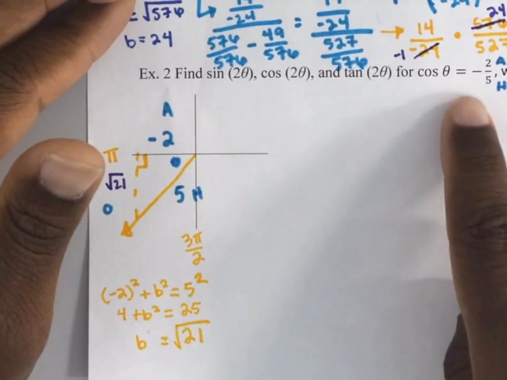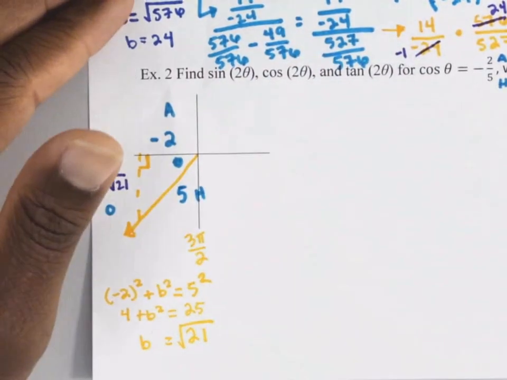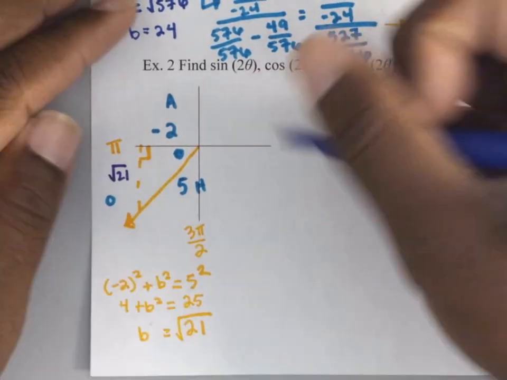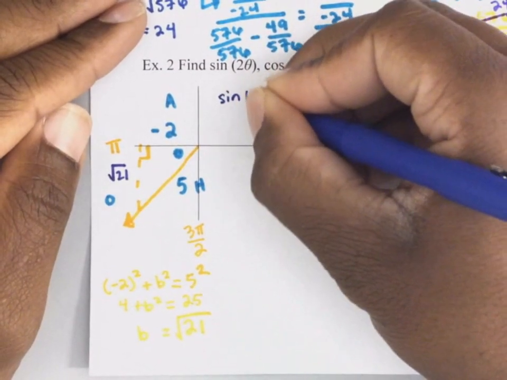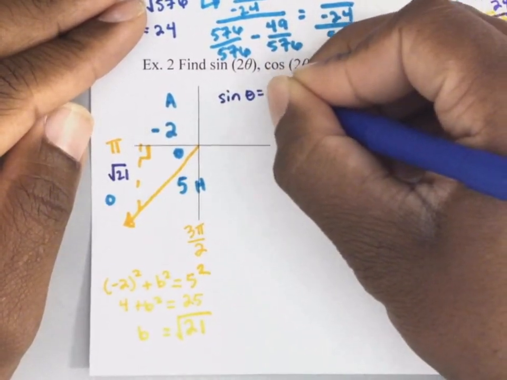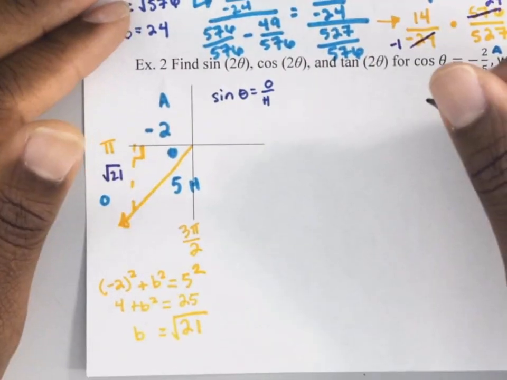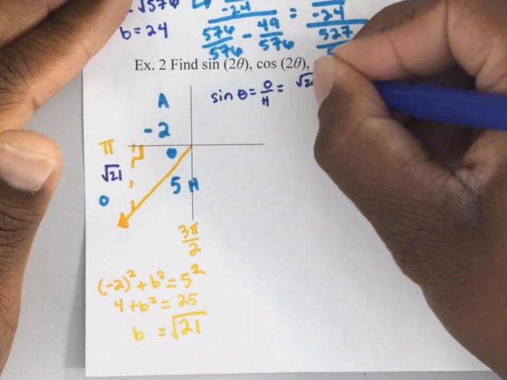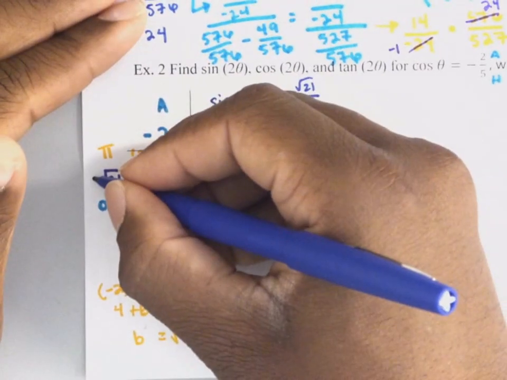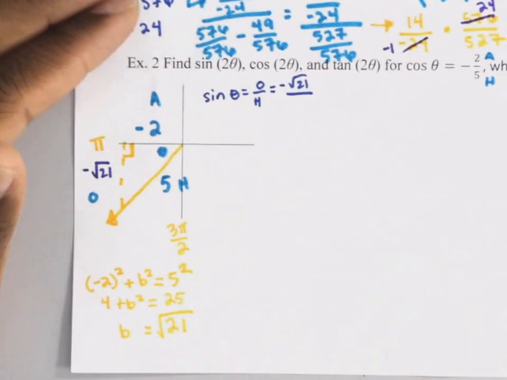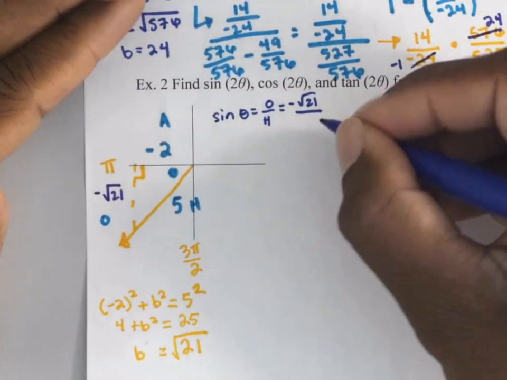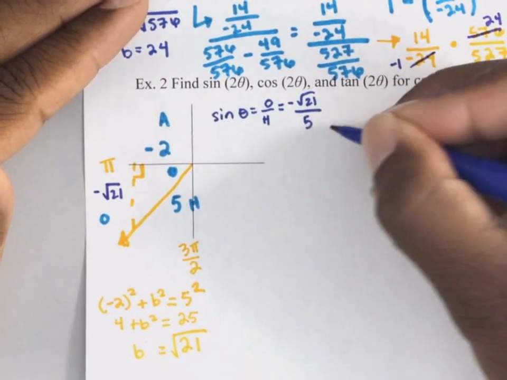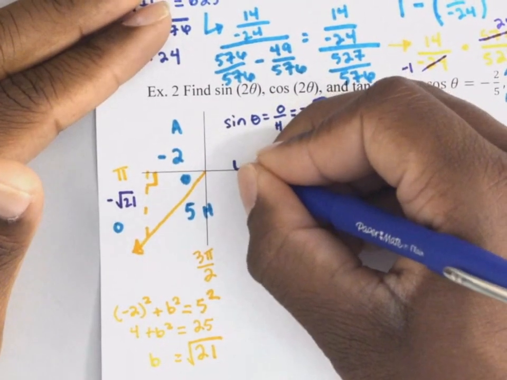So let's see. We got cosine. Let's find sine's ratio now that we know all the pieces. Sine would be opposite over hypotenuse. What's the opposite side? Root 21. Oh, and it's negative, right? Negative root 21 divided by the hypotenuse. What's the hypotenuse? 5. And then we need tangent.